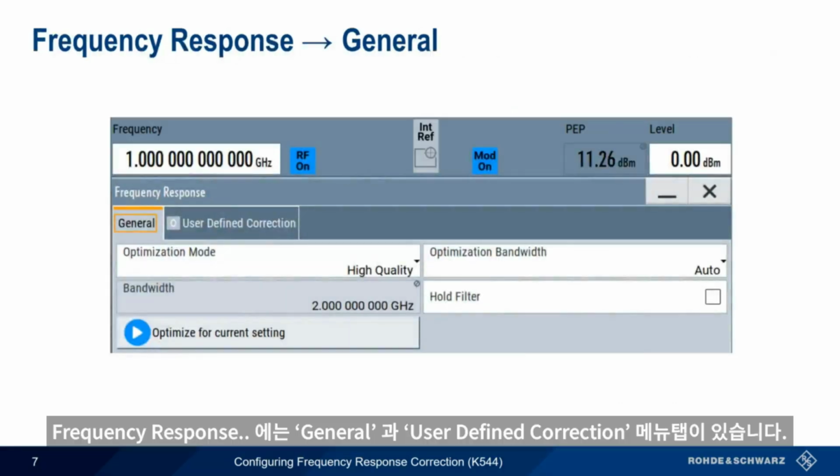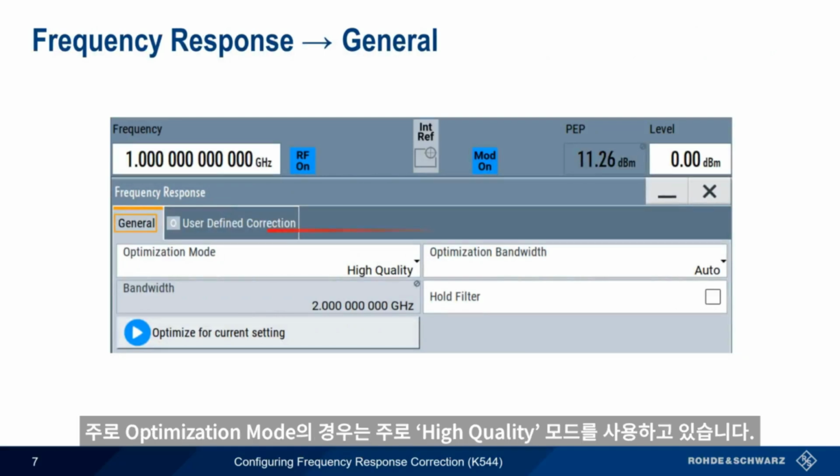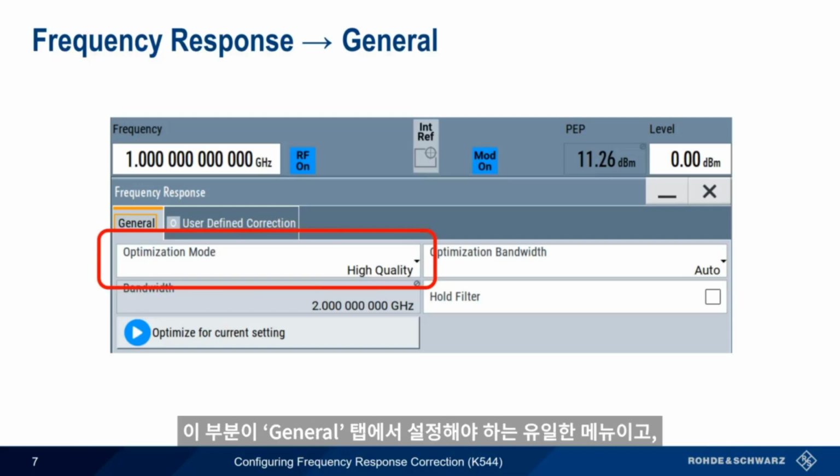There are two tabs under Frequency Response, General and User-Defined Correction. In most cases, we want to have optimization mode set to High Quality. This is the only parameter that we need to check or configure under the General tab. All other configuration will be done using the User-Defined Correction tab.